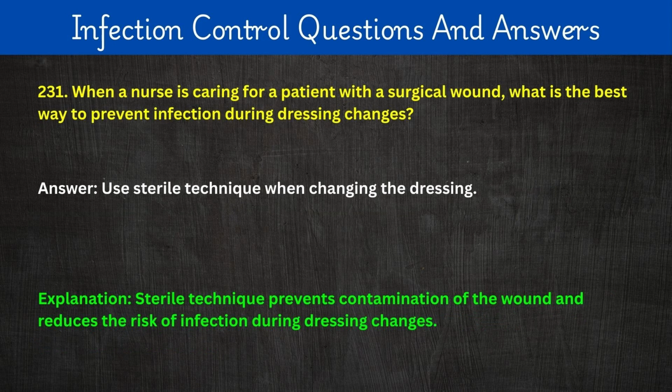231. When a nurse is caring for a patient with a surgical wound, what is the best way to prevent infection during dressing changes? Answer. Use sterile technique when changing the dressing. Explanation. Sterile technique prevents contamination of the wound and reduces the risk of infection during dressing changes.